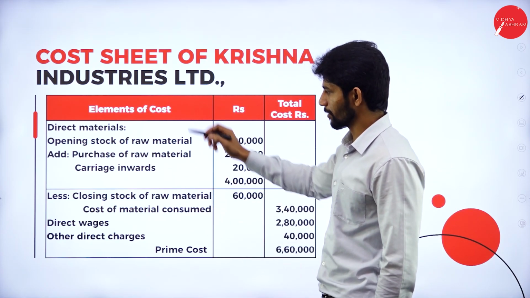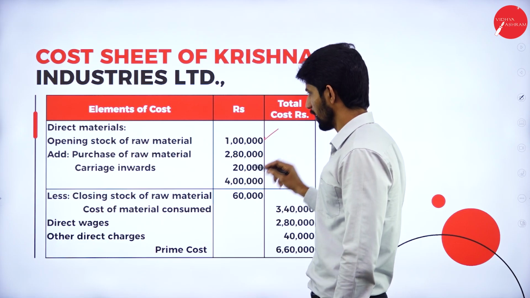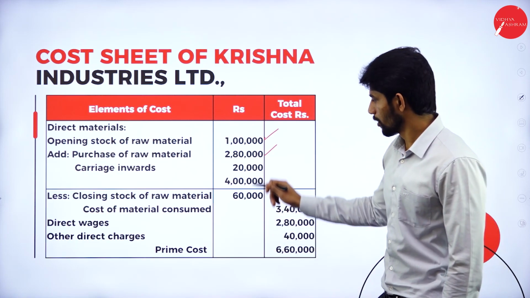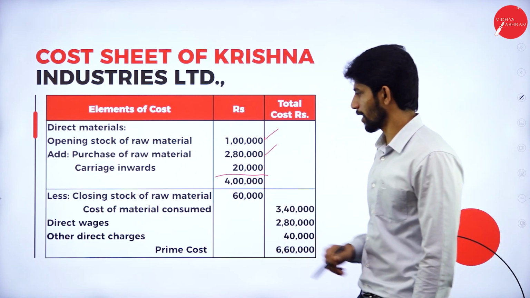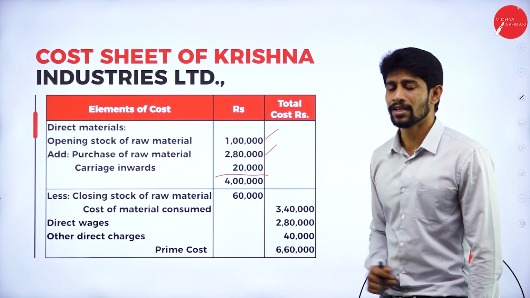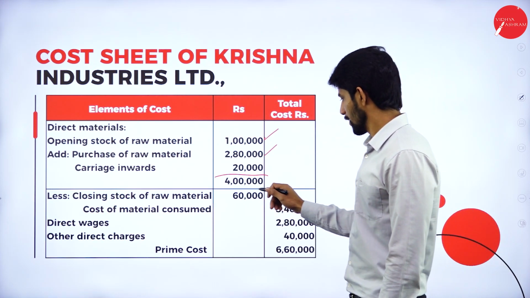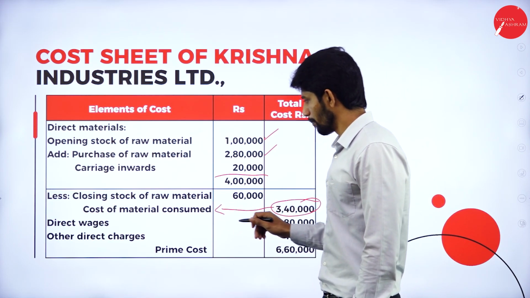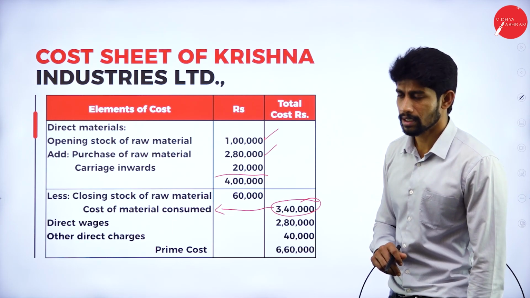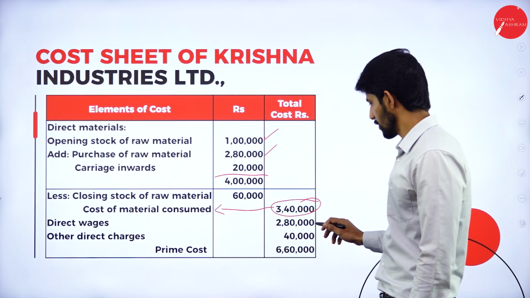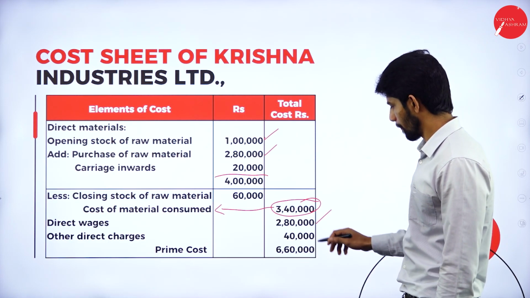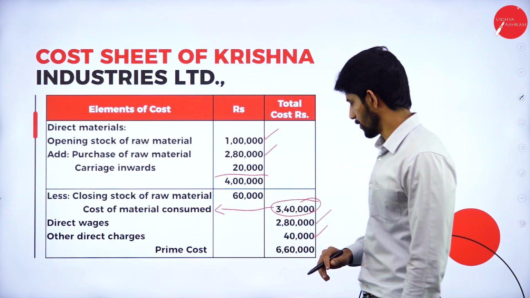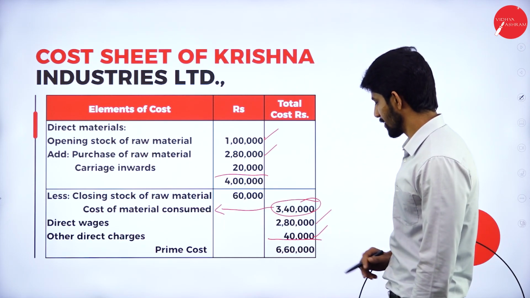So cost sheet, direct material, opening stock of material 1 lakh, add purchase of material 2,80,000, add carriage inward rupees 20,000, totally you will get 4 lakh rupees. From 4 lakh less closing stock of raw material, you will get the balance of 3,40,000. This 3,40,000 is called what? Materials consumed. Next, add direct wages and other direct wages of rupees 40,000. Total this, you will get 6,60,000.